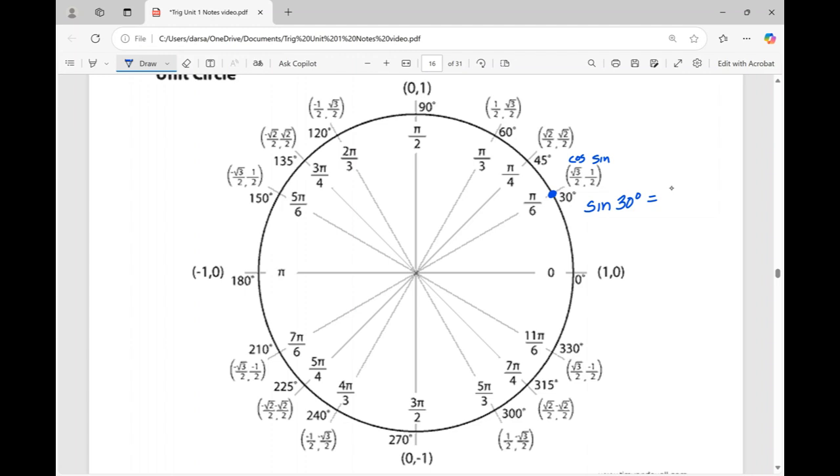So the sine of 30 degrees is 1/2. The cosine of 30 degrees is always the x coordinate, or square root of 3 over 2. Now the tangent of 30 degrees is going to be sine over cosine. And by keep, change, flip, these two denominators will cancel each other out and we get 1 over the square root of 3, or square root of 3 over 3, is the tangent.